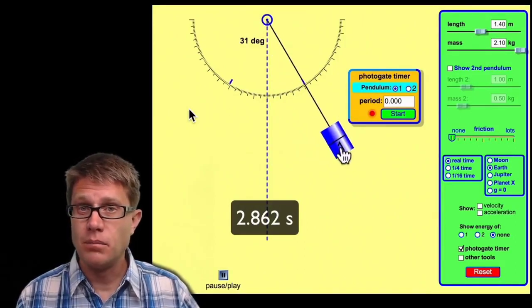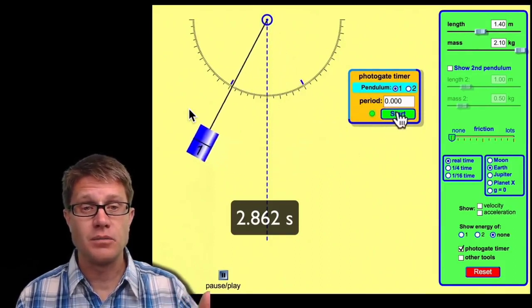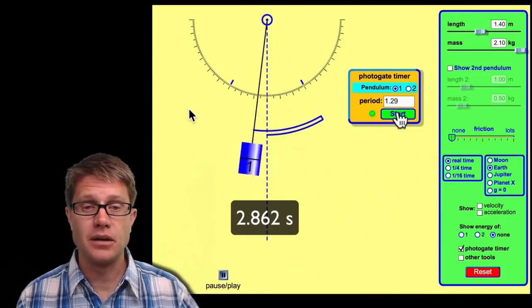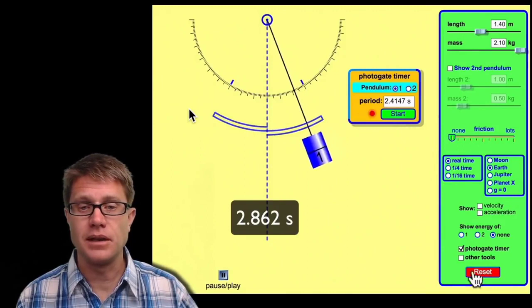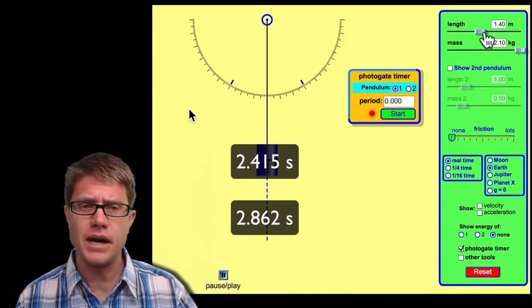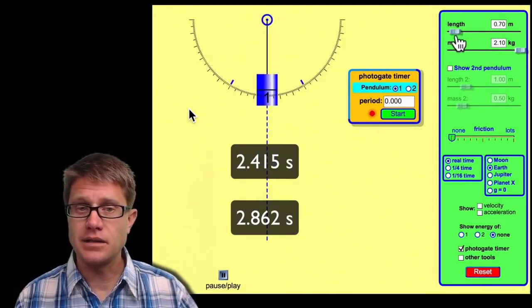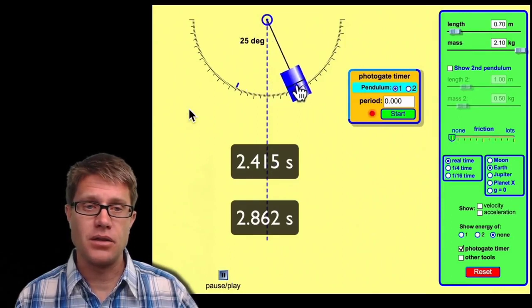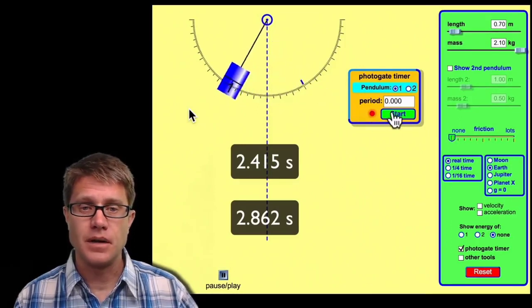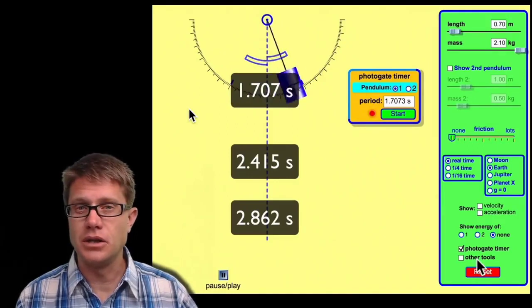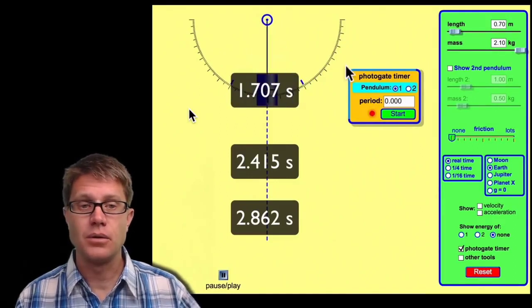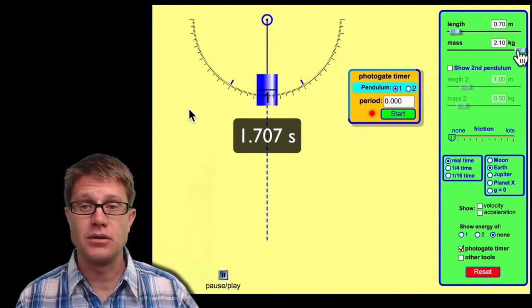Now I'm going to make the pendulum have a smaller length, dropping it from the same angle, and you can see that the period now is less. It's 2.415. Now let me make it even less. I'm going to try to drop that weight again at a 30-degree angle. Set my photo gate timer, and you can see that the period is becoming less. So as we decrease the length, what are we doing to it? We're speeding it up, or the period is decreasing.